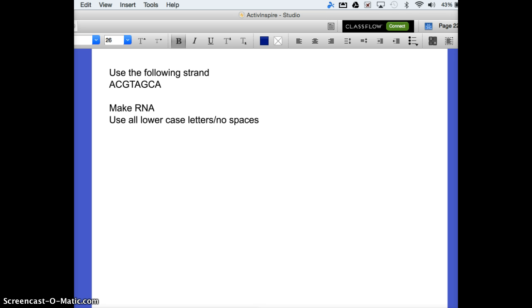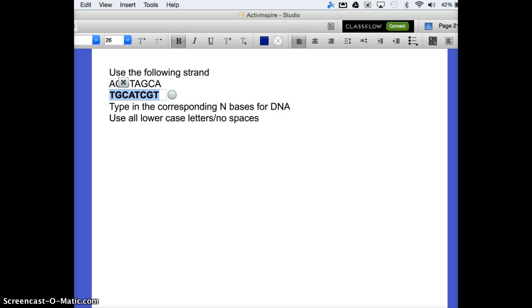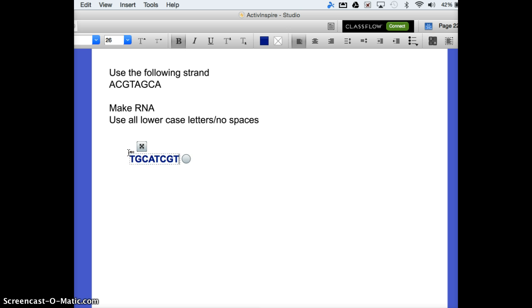For RNA, you can literally come back here, copy this. I'm going to come back over here, paste, and all I'm going to do is change my T's for U's because RNA does not have T's. And there's the answer for the next question.